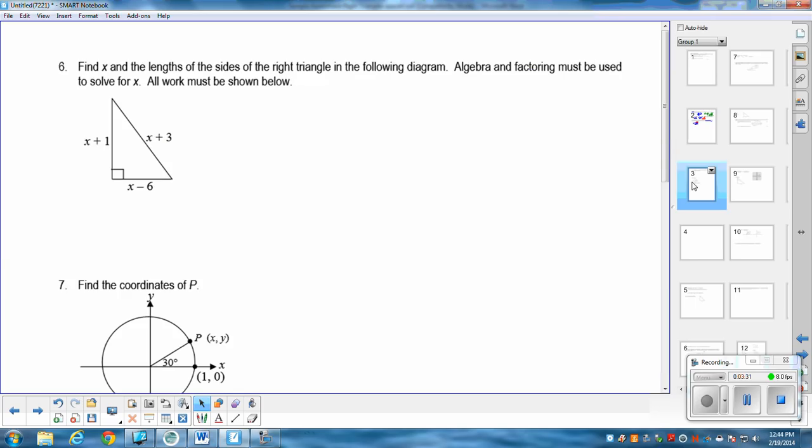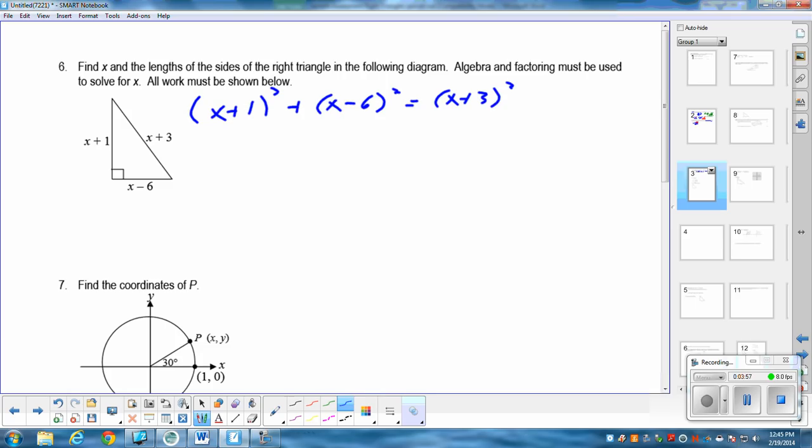Number 6. This lovely problem. We know all the sides of the right triangle, or rather we have information about the sides of the right triangle. And when you know the sides and nothing else, this is going to be a Pythagorean theorem situation. So side squared plus side squared equals hypotenuse squared. Keep in mind that this is not just x squared plus 1 squared.